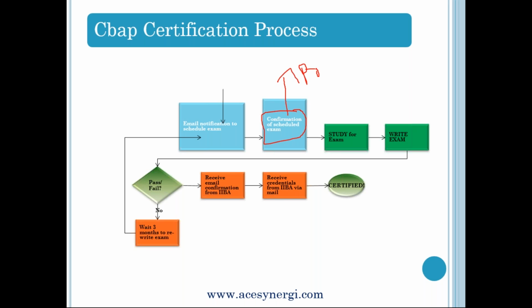Confirmation and scheduling of the examination you would have to do in Prometric test centers. This can be anywhere in the world. Once you have done that, study for the examination and write the examination, and immediately you should be in a position to know the examination result. Once you get the result, you will be sent a certificate along with the wallet certificate from IIBA.